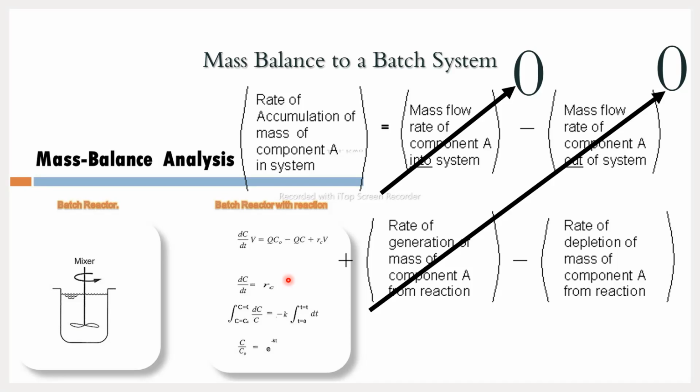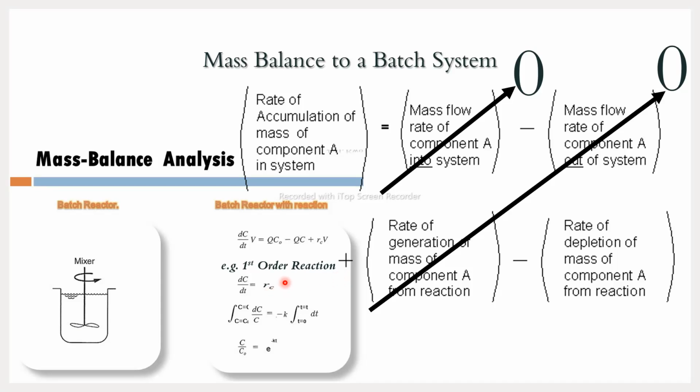So Q into C naught minus Q into C, these are basically your flow in and flow out. This becomes 0 here. And V is the volume of the reactor. Volume into concentration gives you the mass. This gets cancelled out. That gives you dC by dt equals rC in case of a batch reactor. If you take a first order reaction, then rC becomes K into C to the power 1. This 1 is your order. It may be second order, it may be third order.